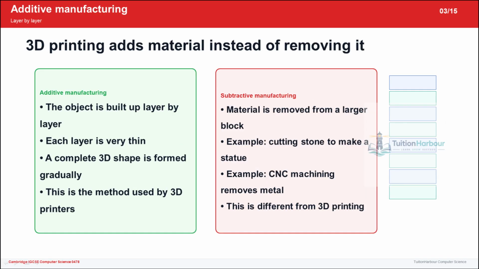Additive manufacturing. Three-dimensional printing uses additive manufacturing. This means material is added layer by layer until the object is complete. Subtractive manufacturing works differently because it removes material from a larger block.